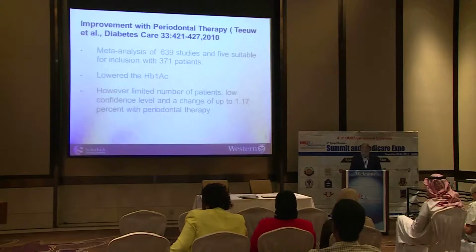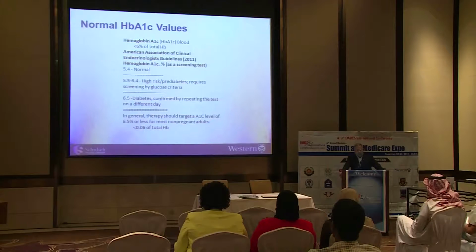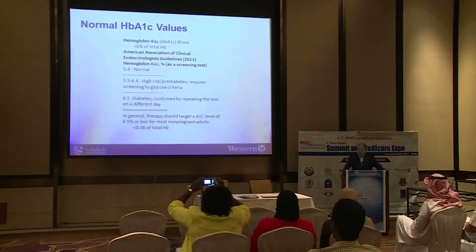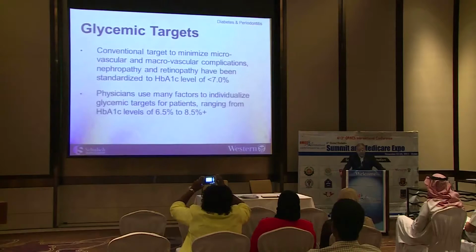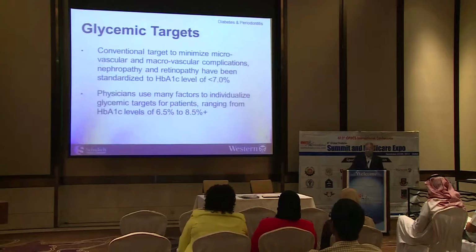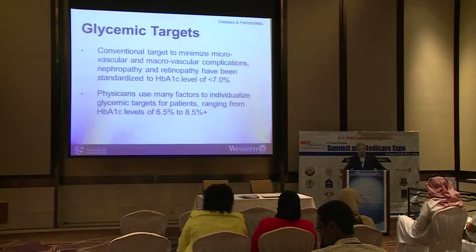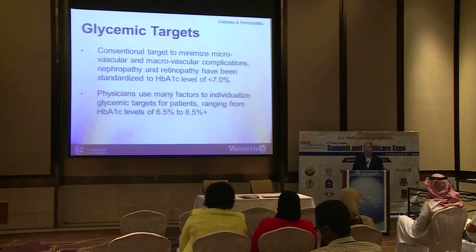These are the A1C values proposed by American Association of Clinical Endocrinologists guidelines in 2011. And in Canada and USA, 5.4% A1C is considered normal. And then you have the list, and I don't need to repeat for you because you all know about these. So conventional target to minimize microvascular and macrovascular complications, nephropathy and retinopathy have been standardized to A1C level of less than 7%. Physicians use many factors to individualize glycemic targets for patients ranging from A1C level 6.5 to 8.5% plus.